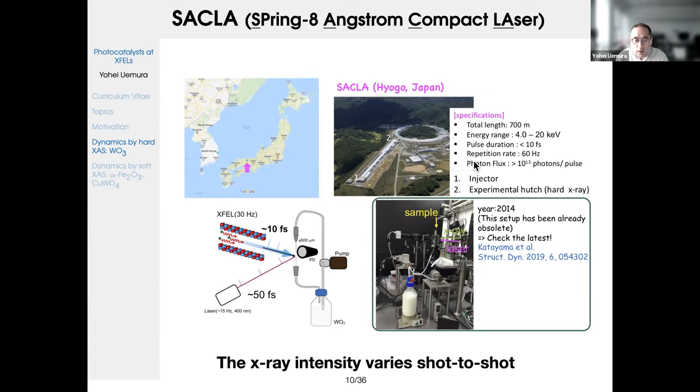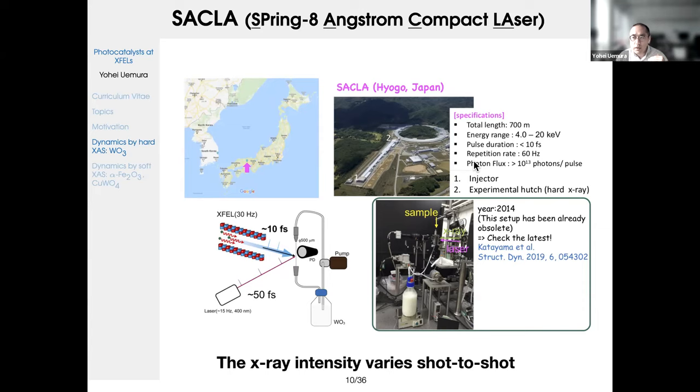provides the X-ray one after another. That means each X-ray hutch has 30 Hz X-ray pulses. That is why we can use the two beam lines simultaneously. In the final part, I'd like to explain briefly our beam line.